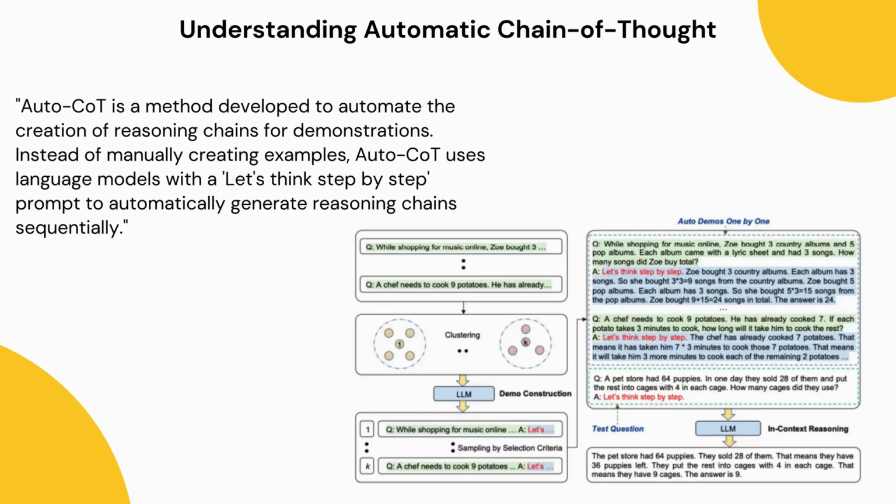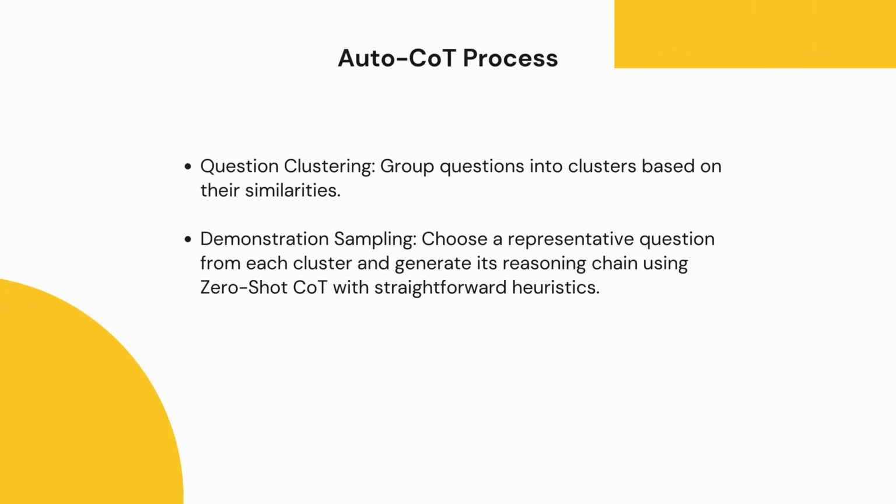sequentially. Process: 1. Question clustering. Group questions into clusters based on their similarities. 2. Demonstration sampling. Choose a representative question from each cluster and generate its reasoning chain using zero-shot CoT with straightforward heuristics. The aim is to automate the creation of diverse and effective examples, reducing manual effort.